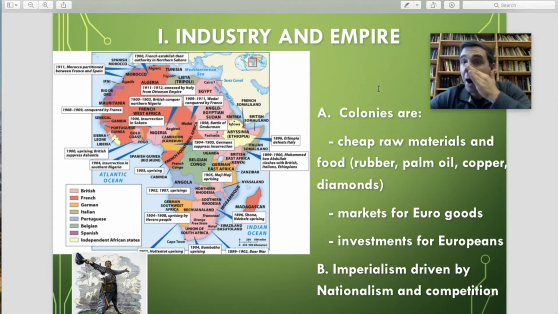All right, so why are these colonies important? Because they also are going to become markets for European goods. And they oftentimes are going to be fueled by investments from Europeans, whether that be individuals or even whole nation states, which we'll talk about. And so, further on, imperialism, Europeans conquering these areas, is going to be driven by nationalism and competition.